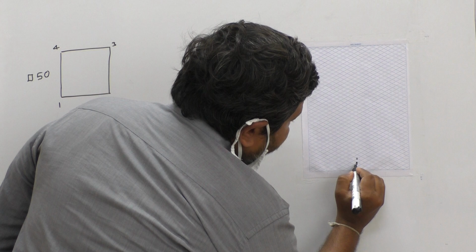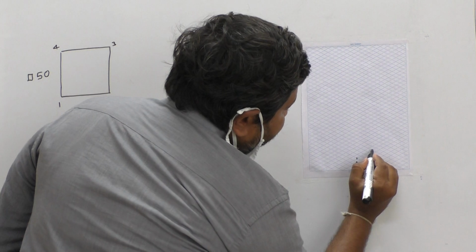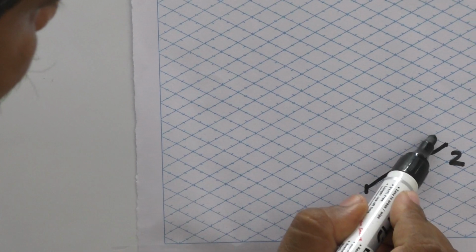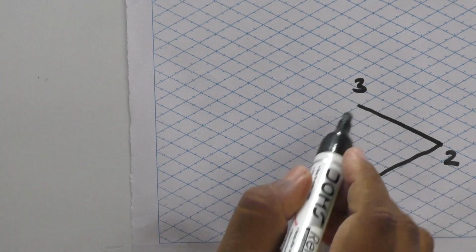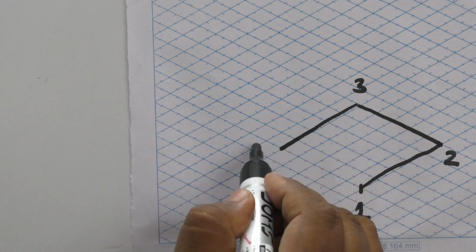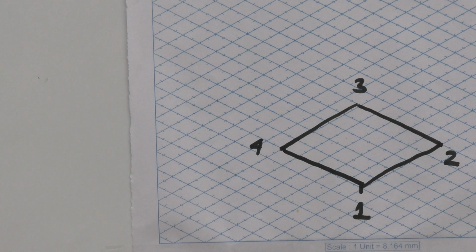This is my reference point 1. From 1 to 2 you take 5 units: 1, 2, 3, 4 and 5. This is the corner 2. Join 1 to 2. Similarly, take 2 to 3 along this side, 1, 2, 3, 4, 5. This is the third corner. Similarly, measure 5 units, 1, 2, 3, 4, 5. This is the corner 4, and close the figure. So now 1, 2, 3, 4 indicates the bottom face or the base of the cube.